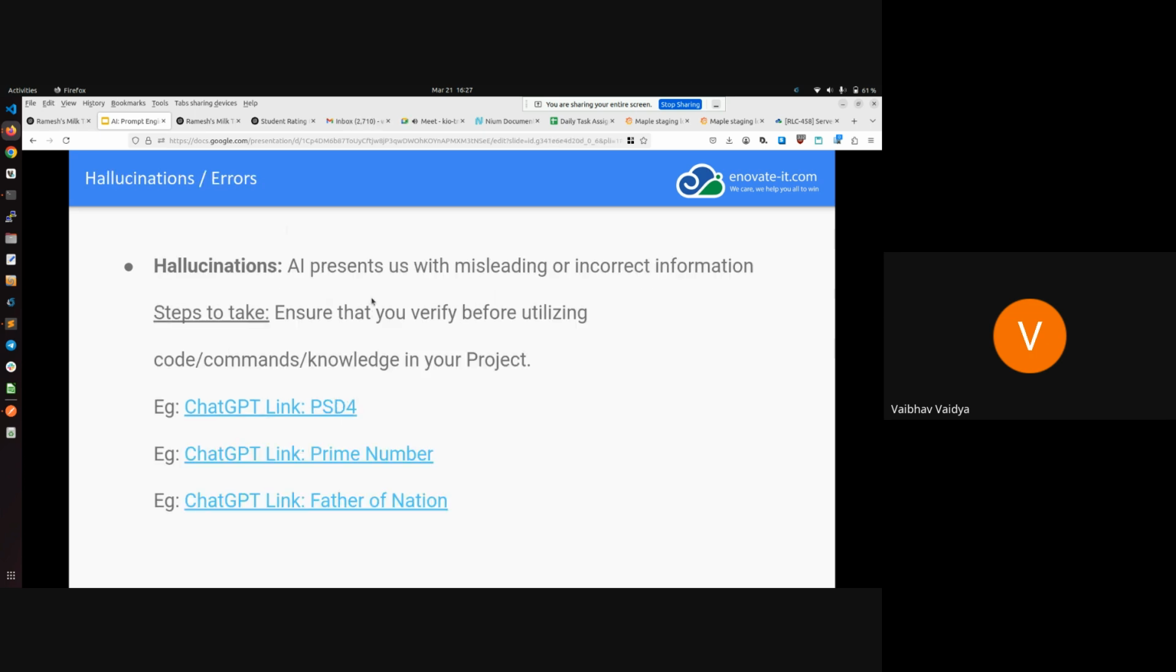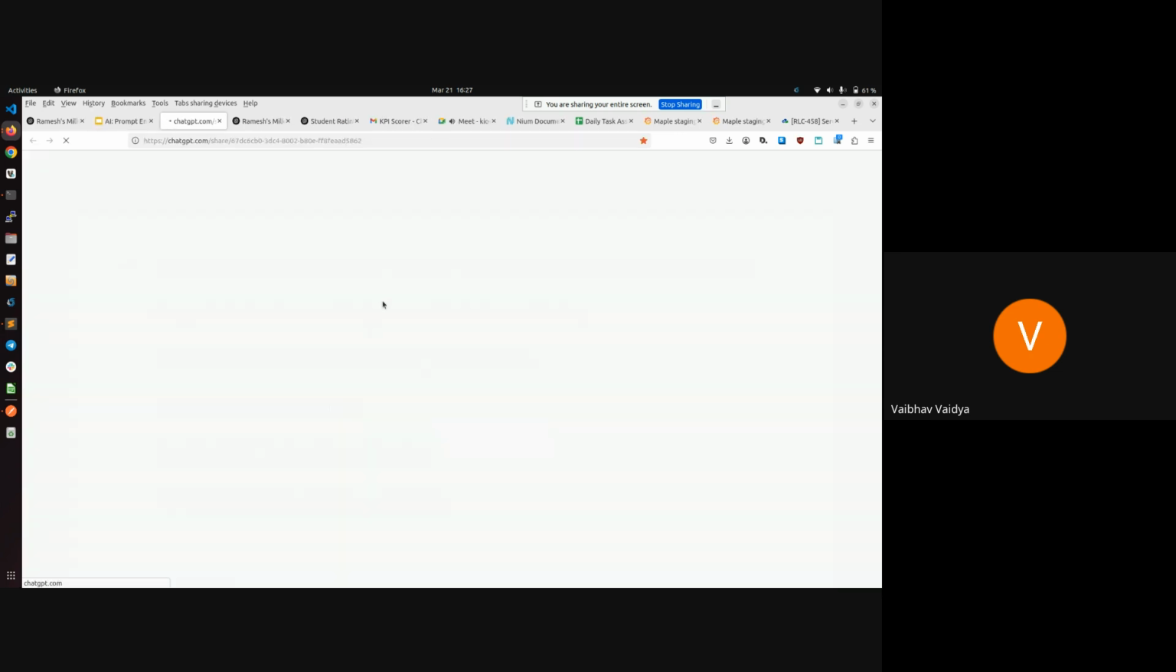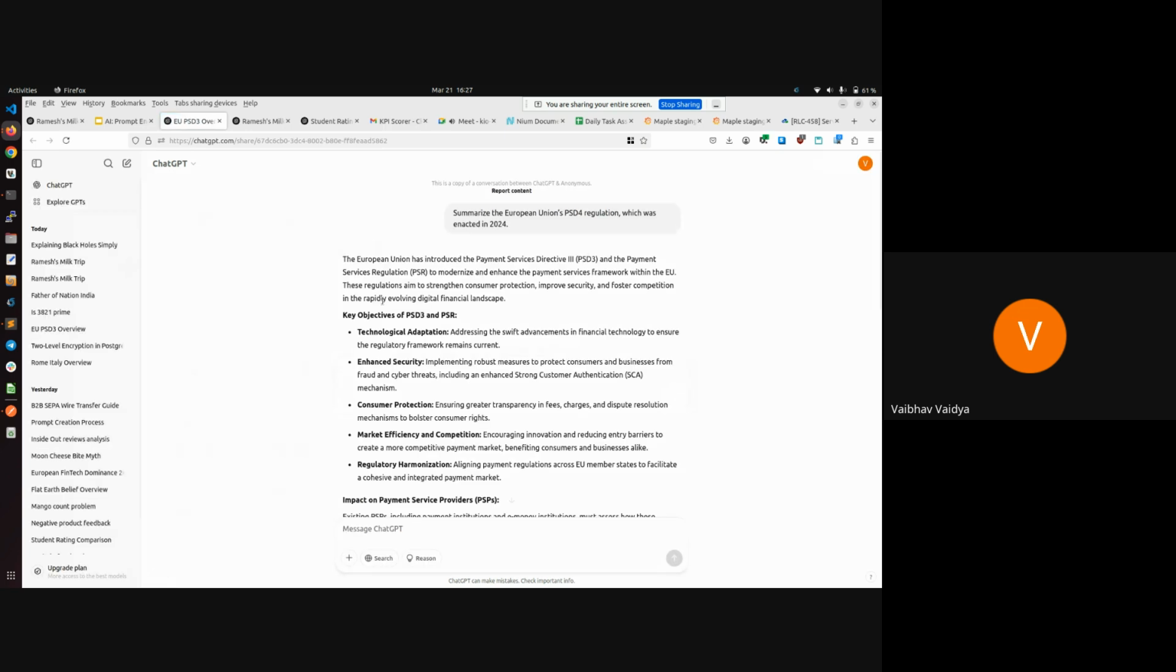Now, okay, we have also sometimes faced incorrect answers given by AI, or it claims information which doesn't exist. Let's take the example of PhD4. It's a relatively high-level example, but here what I asked is about the PhD4 regulation. The important part here is the word four. Summarize it, and which was enacted in 2004.